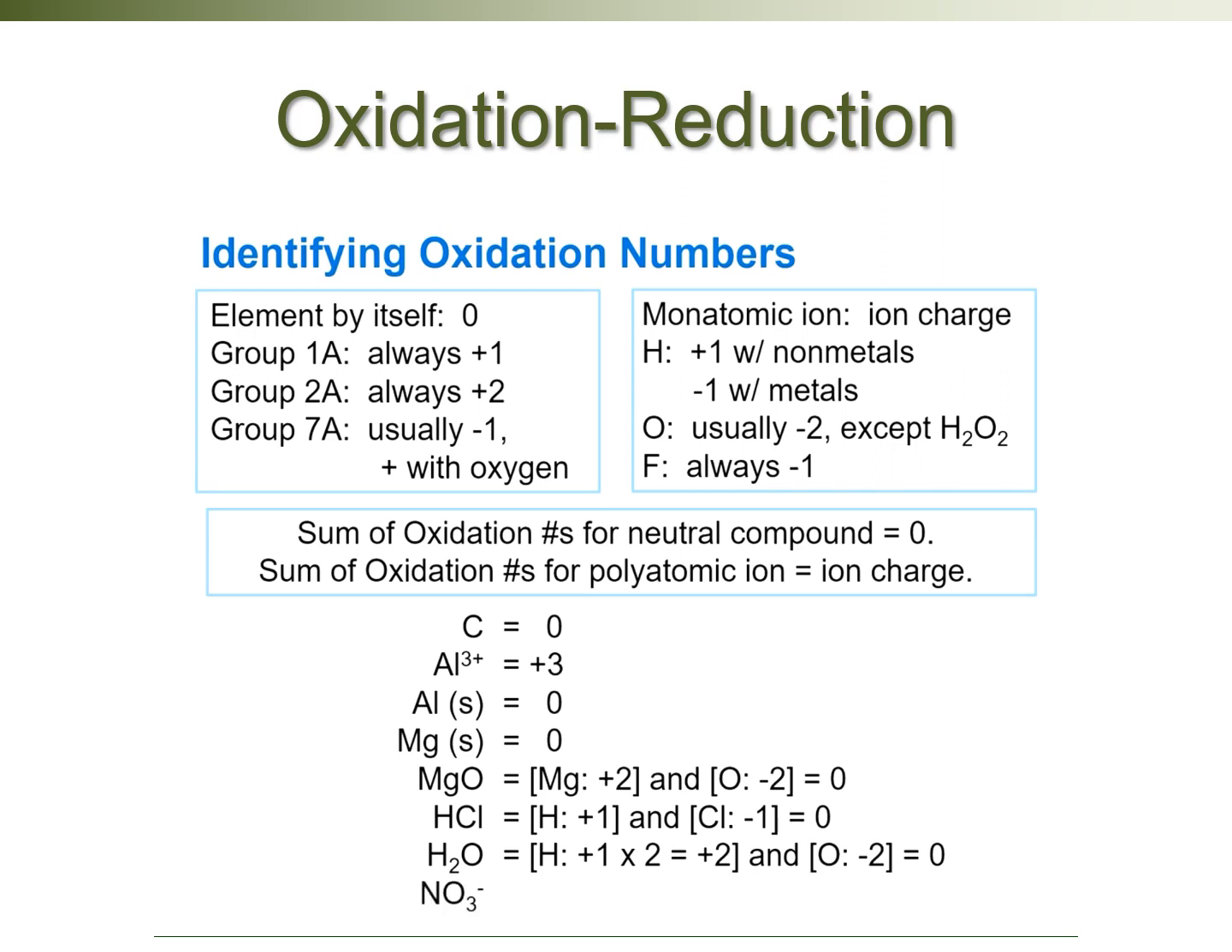What if we had something like this, NO3? There's a rule for this, and it's called the polyatomic ion rule. And it says the sum of oxidation numbers for polyatomic ions is equal to the charge of the ion, and in this case, it would be -1. So this is how you apply those rules, and that is how I apply the rules for assigning the numbers in the equation that we first looked at.